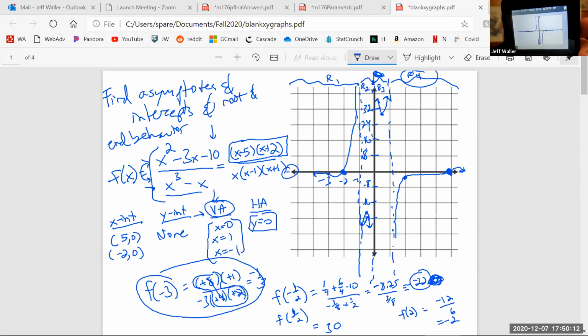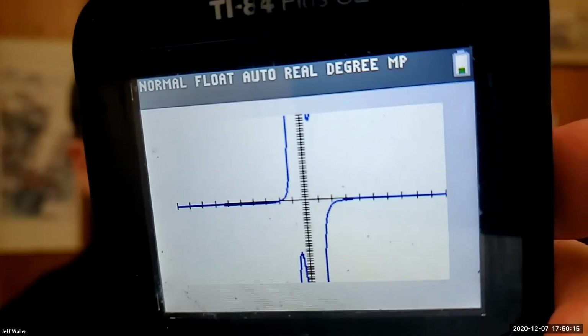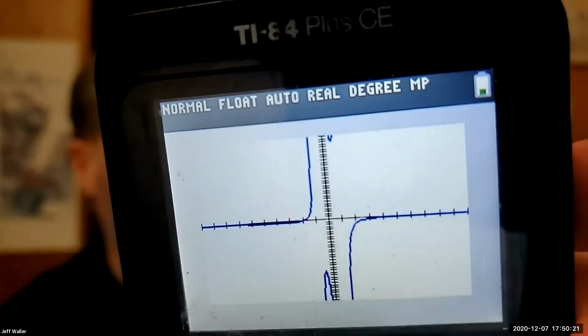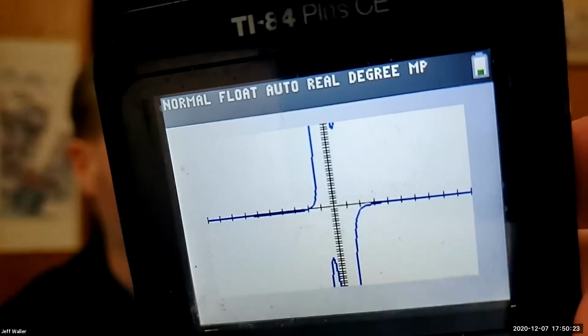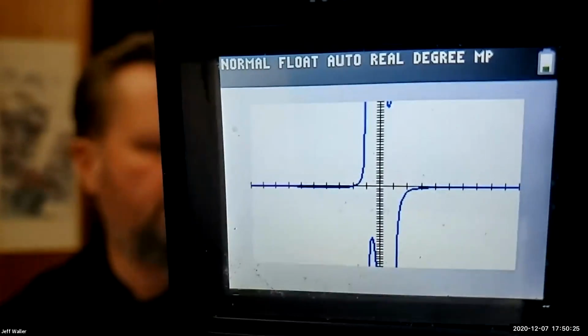Do you guys see that? Or no, you can't really see it, can you? There we go. Hold on. You see Athena. There we go. Neato.